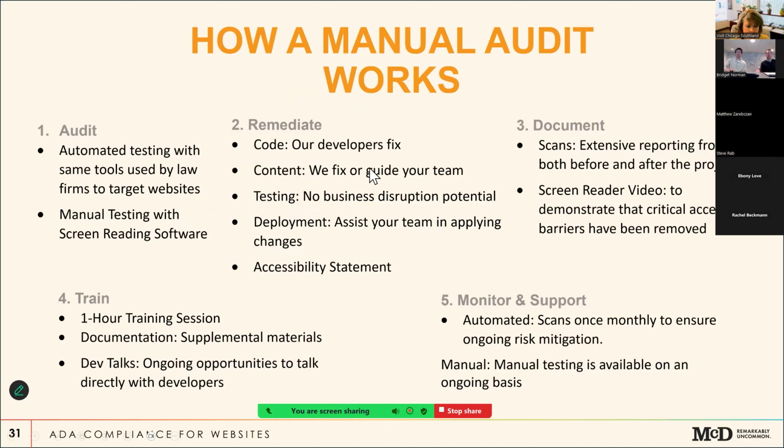Step 2 is remediating all of that. So looking at the code, what needs to be changed in the code? Is there anything in the content that needs to be fixed? Testing. So once you do remediate, having somebody go through again, putting that user journey together to make sure there's still no barriers. Deploying all of that, and then providing an accessibility statement. I'll talk about that in a few slides, but an accessibility statement is a really important thing to have on your website. Making sure you have documentation. So that's part of a manual audit. That before and after audit to show these are the issues we had before. Now we don't have those issues.